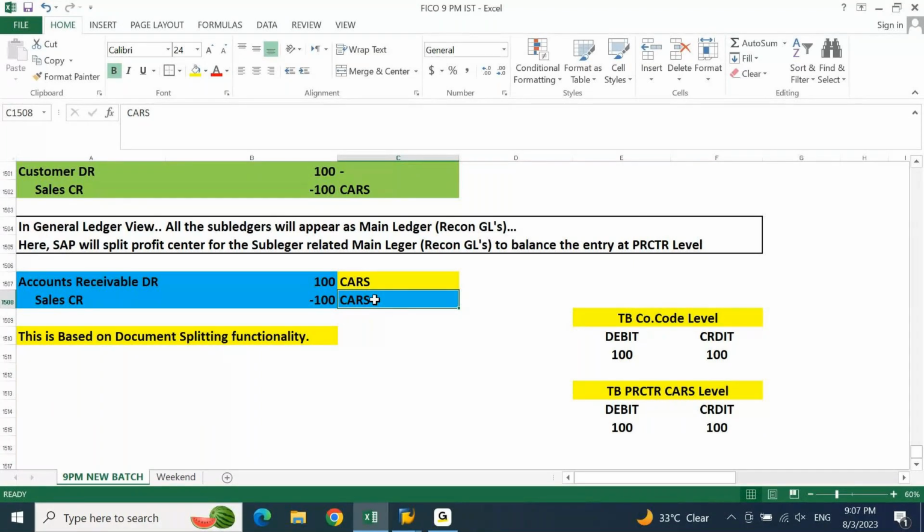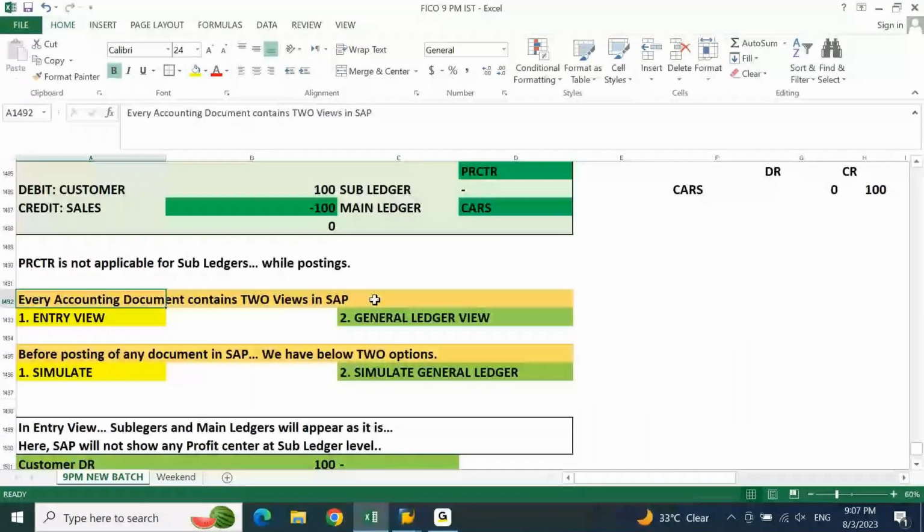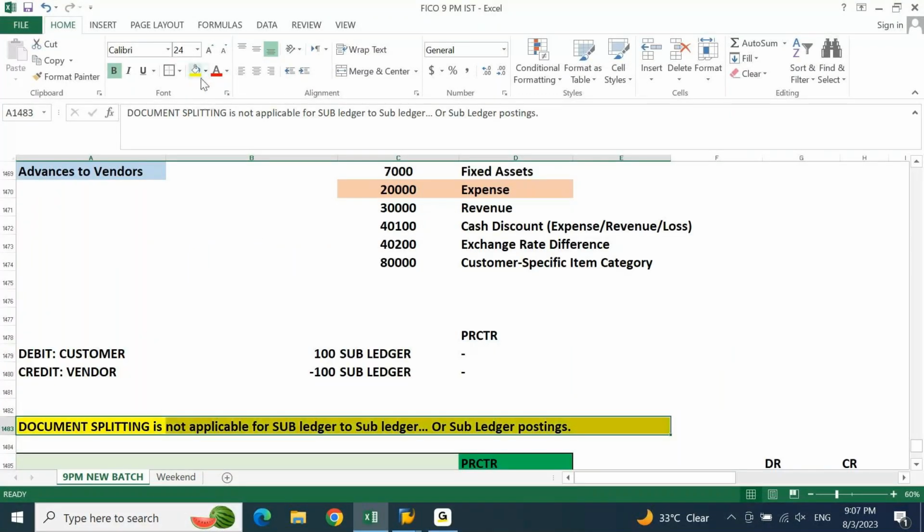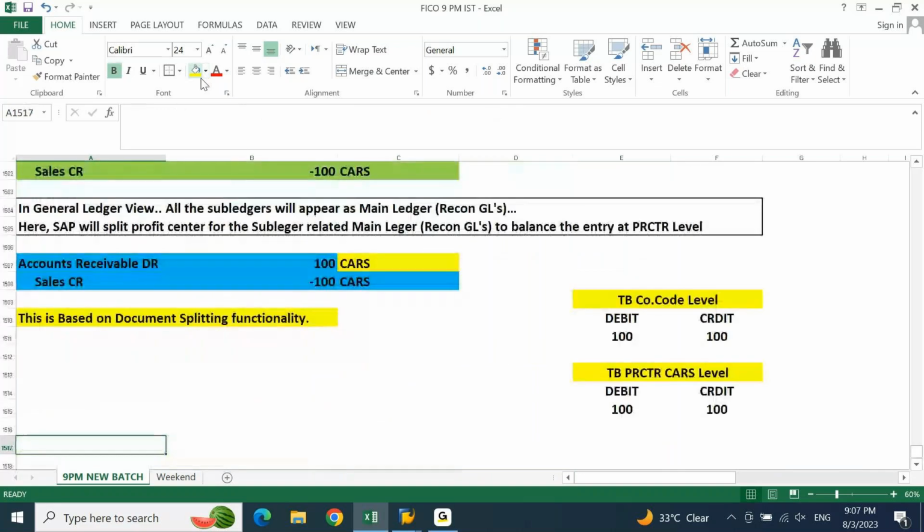Your document splitting is invalid if you are posting that way. So your entry strictly will contain one main ledger account and one subledger account. Main ledger will always have profit center. Subledger will not have profit center. Now either on debit or credit, on one side profit center is there, and on the other side profit center is not there.